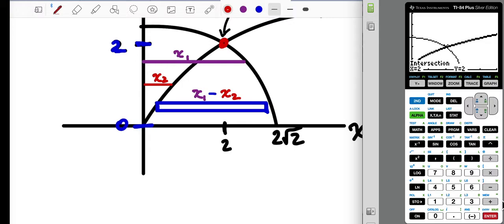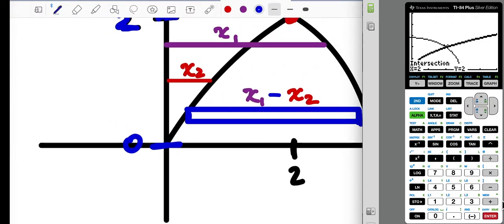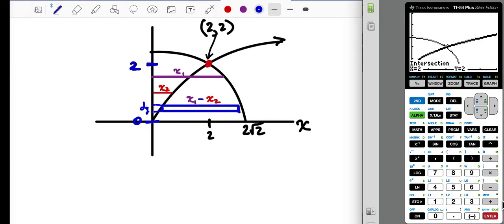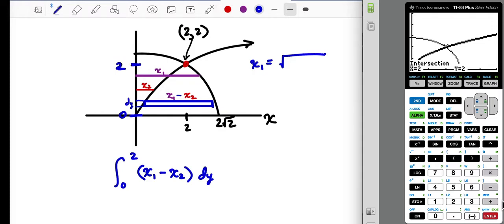Its thickness, I'm going to do a little dash. Its thickness is going to be dy. That's why I had y on the brain. So, over the interval of 0 to 2, I need an x1 minus x2 dy. So that x1 is equal to the square root of 8 minus y squared. And the x2, that's the sideways parabola, that's 1/2 y squared.